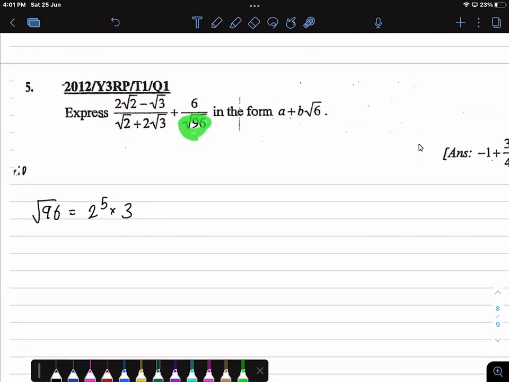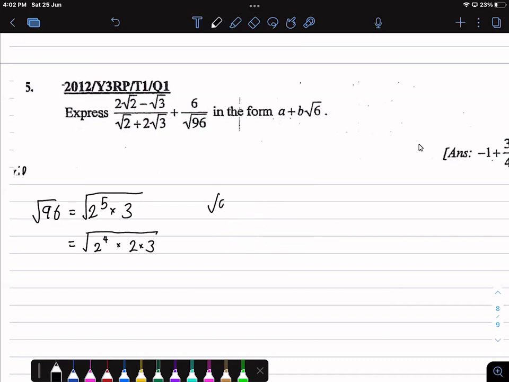Over here, we got square root 96. We should try and simplify it first. So square root 96, what would it be equal to? Here, what we want to do is to extract out the biggest possible perfect square we can. And here it will be 2 to the power of 4, right? Then times 2 times 3.